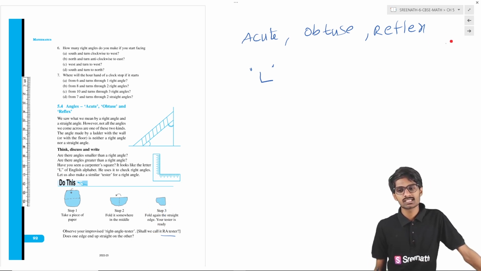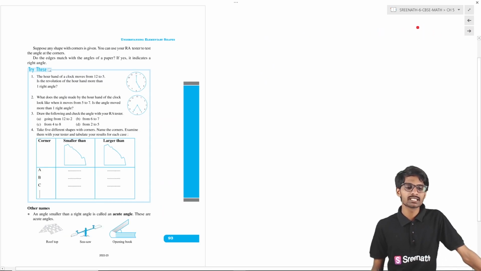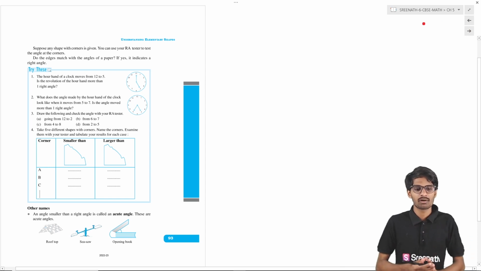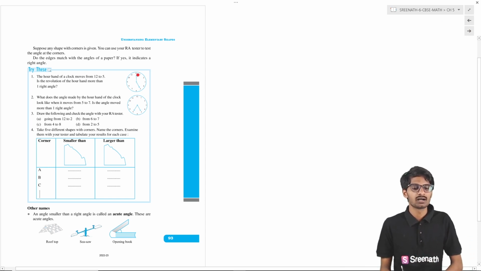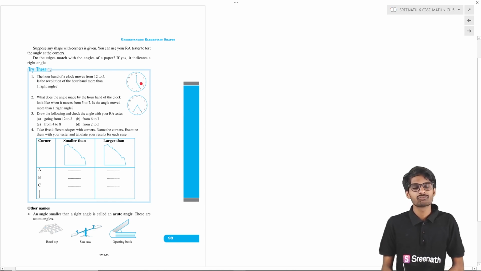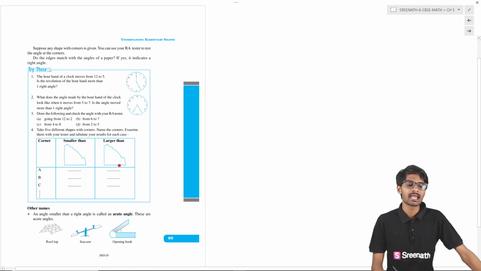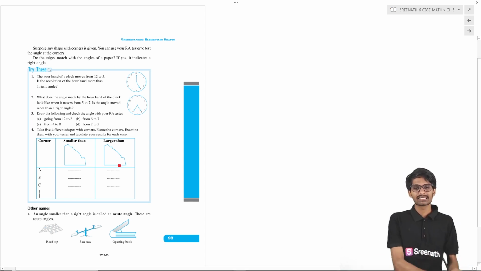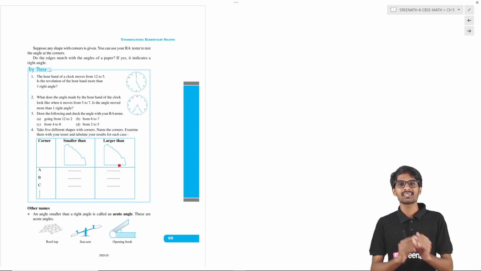Okay students, so this is our own RA tester, and now using it we can test some of the angles. Suppose the angle between 12 and 5: if you place your RA tester here, it shows it is above the right angle. If you place it between 5 and 7, it shows that the angle here is less than the right angle. So our conclusion is that there are some angles greater than a right angle and some angles less than a right angle.